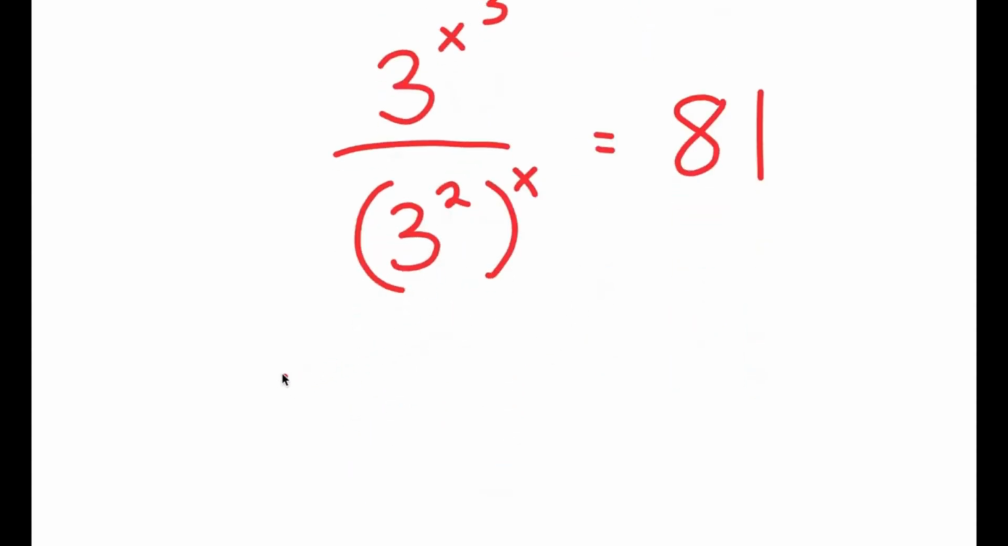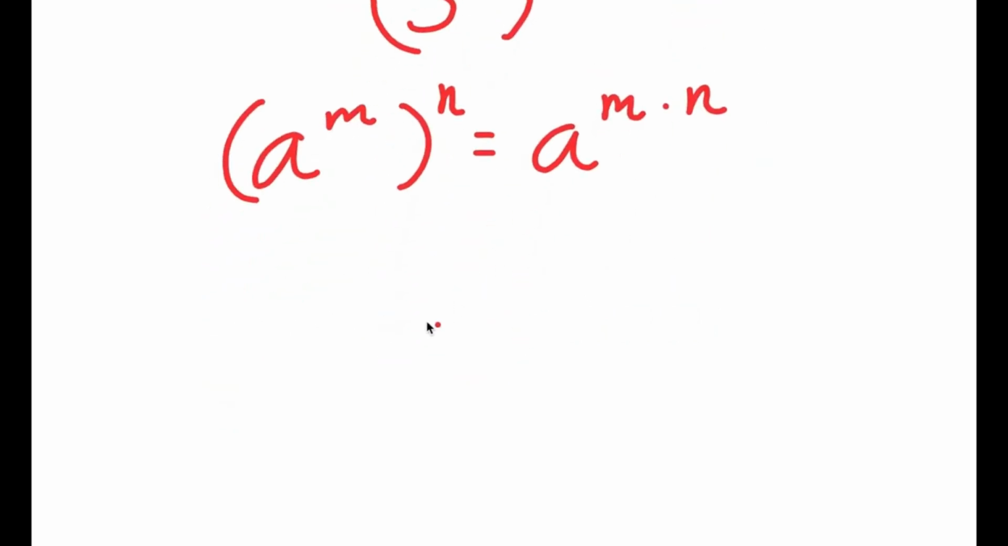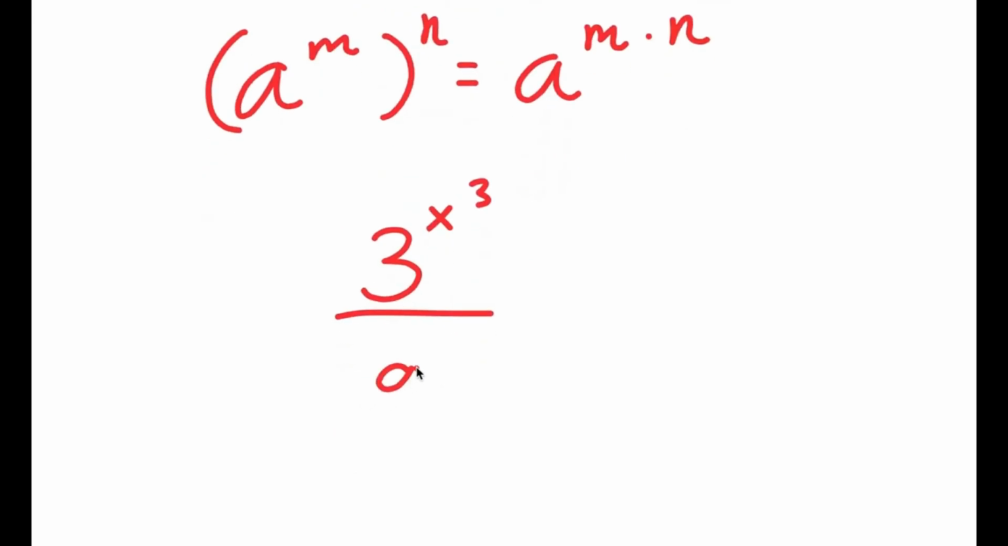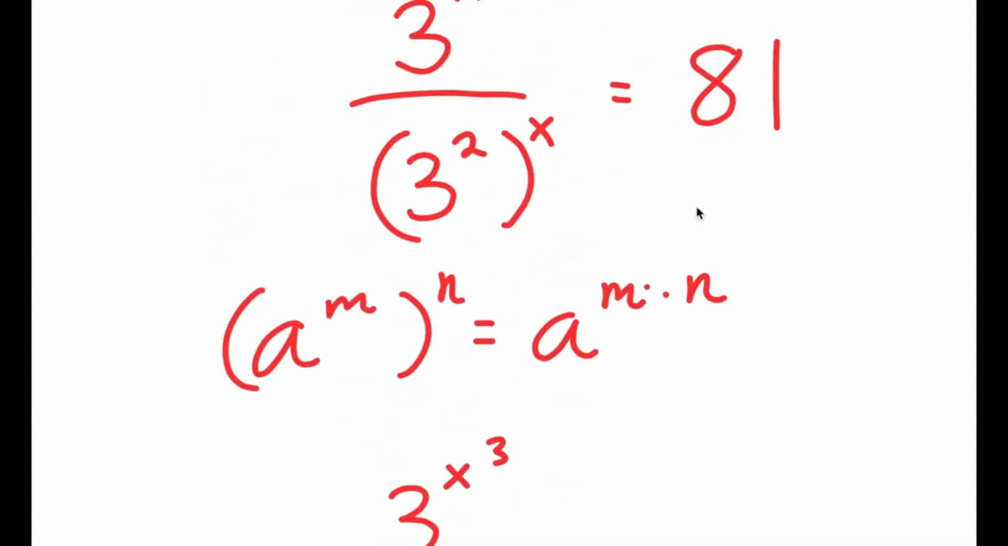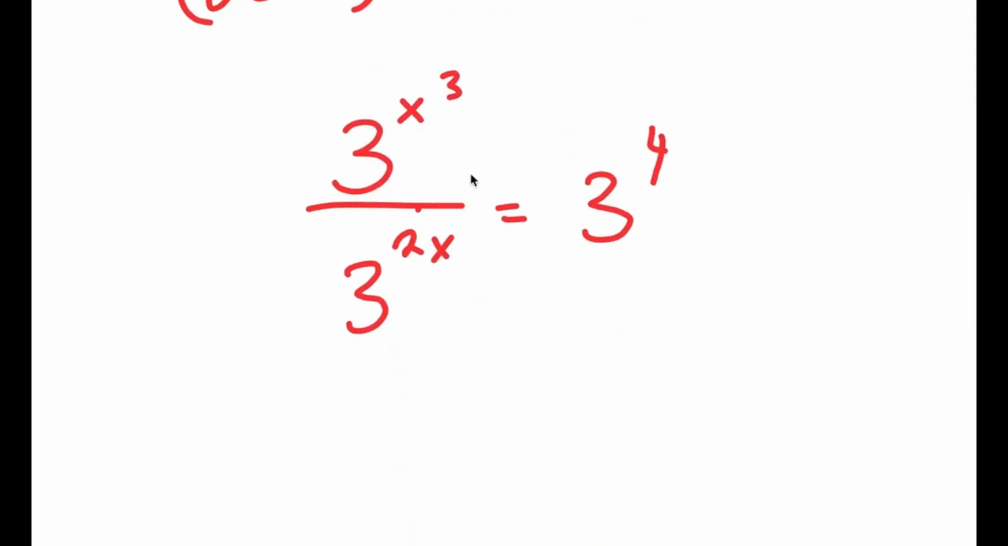And if I have something in the form a to the power of m to the power of n, this is equal to a to the power of m times n. So 3 to the power of x to the power of 3 over 3 to the power of 2x is equal to 81. I'm going to rewrite 81 as 3 to the power of 4. So now notice how I have everything in the base of 3. This is going to make it much easier to solve.